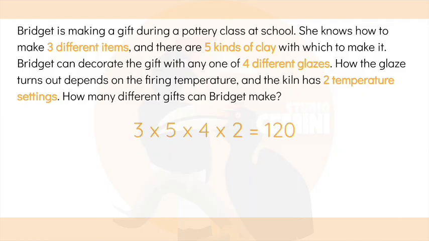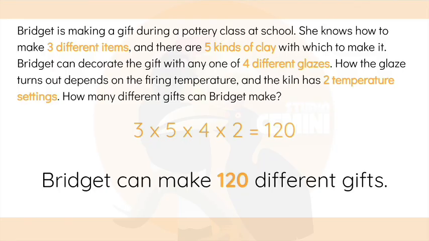3 times 5 times 4 times 2 equals 120. So, Bridget can make 120 different gifts. With that many choices, she'll definitely be able to make the perfect gift.